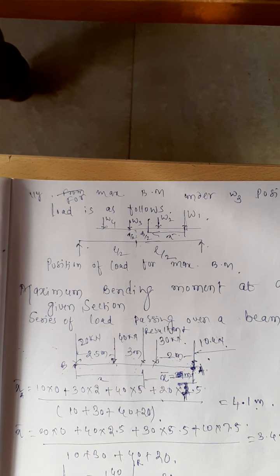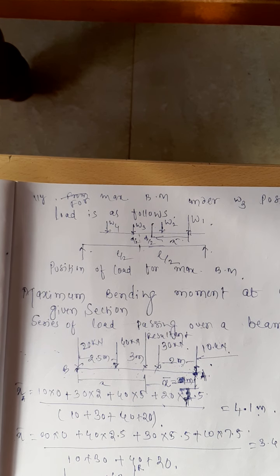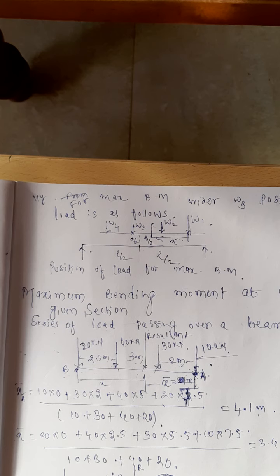Now what is the next step? For example, imagine this is your beam, having a length of say 18 meter. This load is moving. It starts from here and it will move like this. And he wants you to tell when the maximum bending moment will occur under the 30 kilonewton.